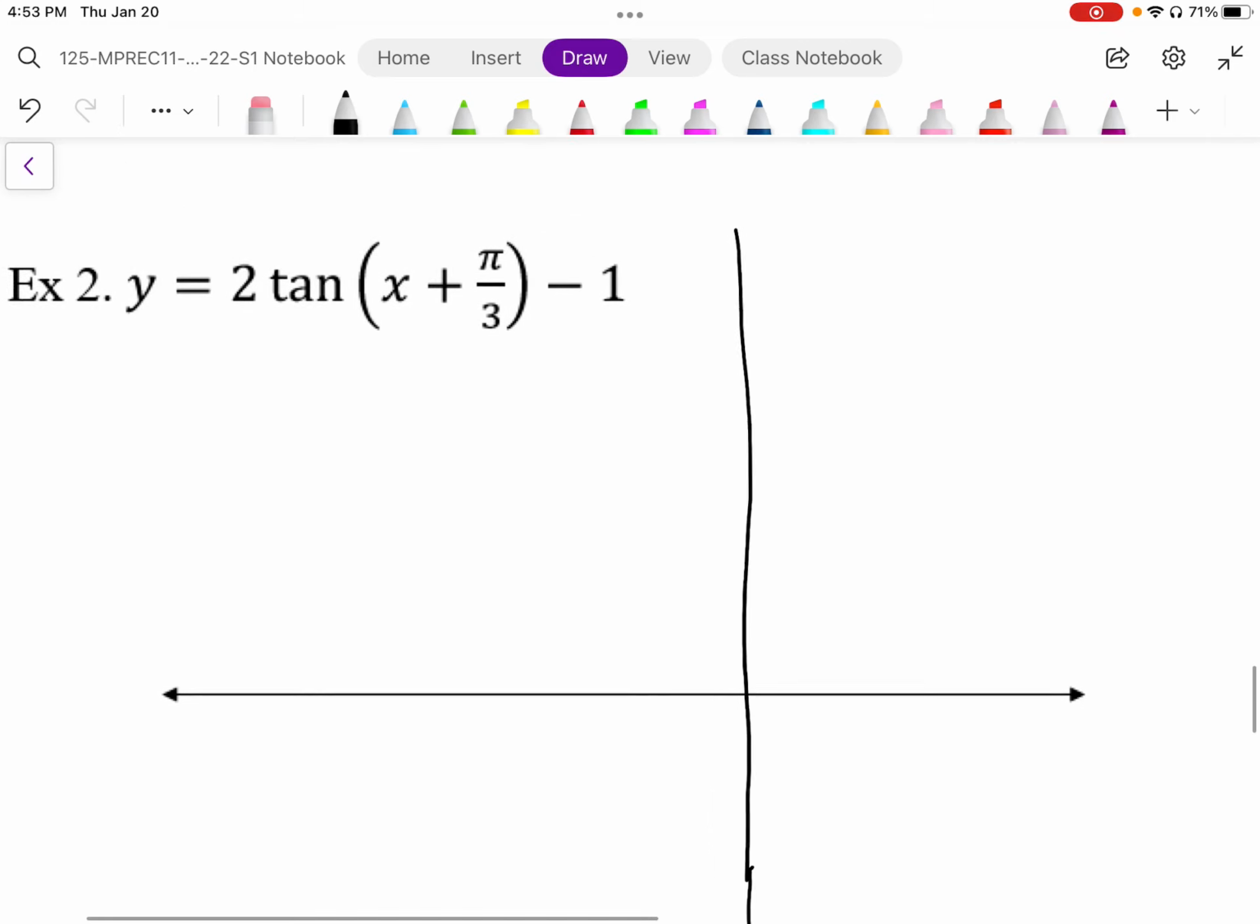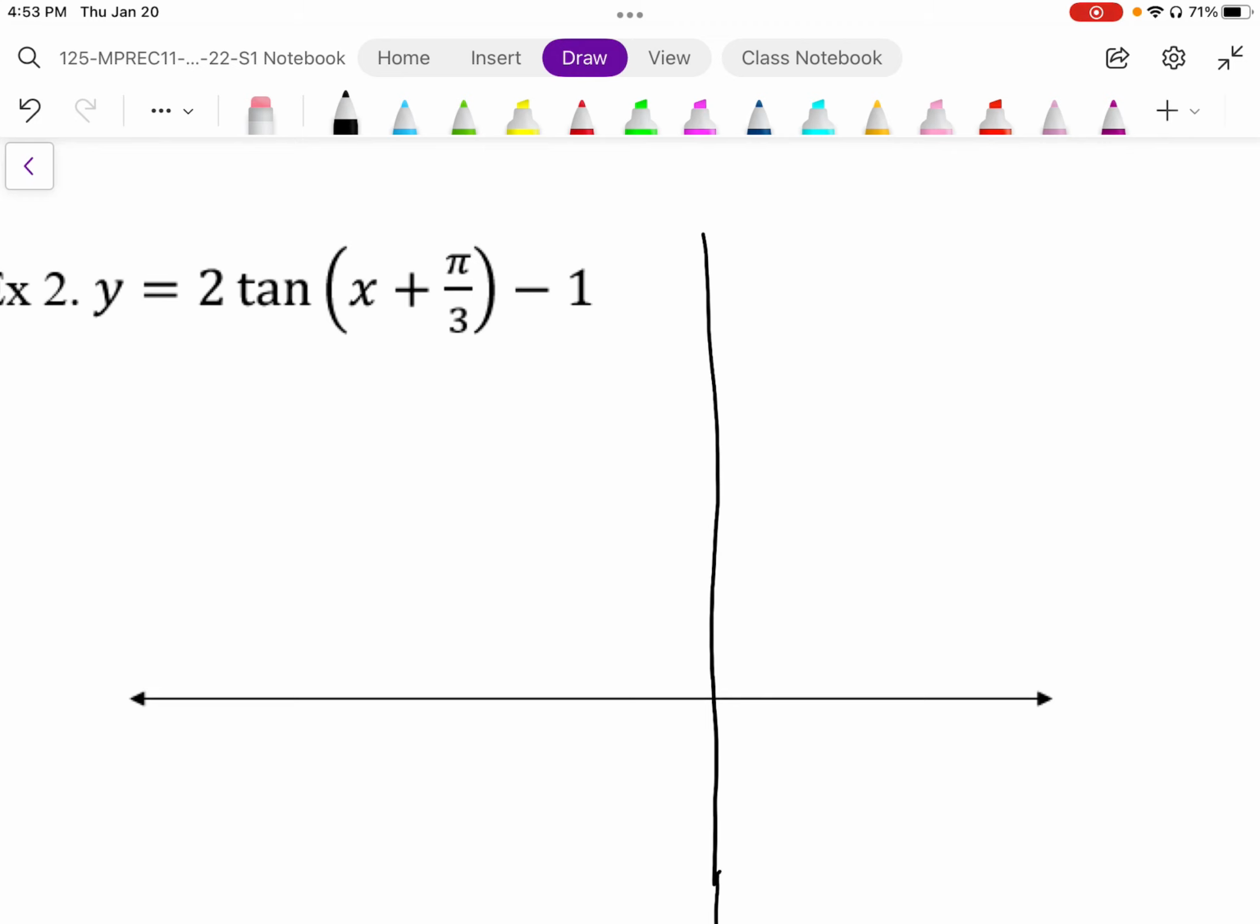Okay, and I want to find the horizontal center. So I've got a shift of pi over 3 to the left. Now I should start keeping track of these terms. So my horizontal shift is equal to negative pi over 3. I've got a vertical shift that's equal to down 1.